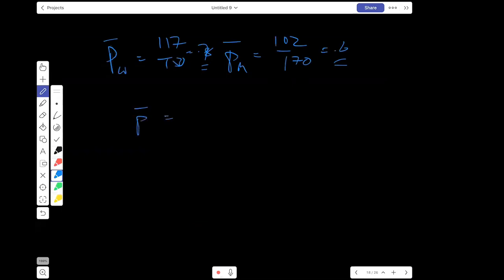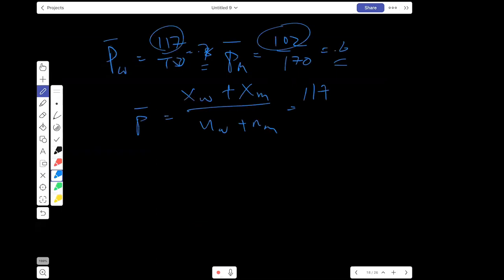We will create P bar by joining that 117. So we call that X for women plus X for men. That's the number of observations over N women plus N men, which basically would be 117 plus 102 over 150 plus 170. That's how we would get that estimate. And I believe that's 219 over 320. 219 divided by 320 is 0.6844.